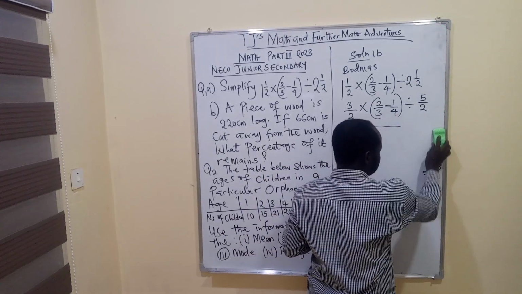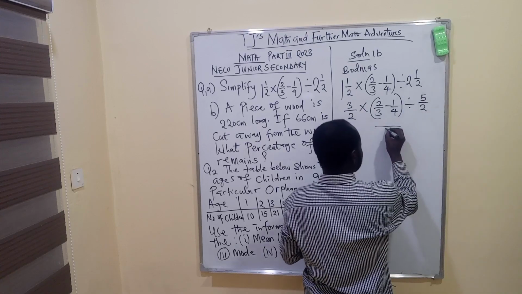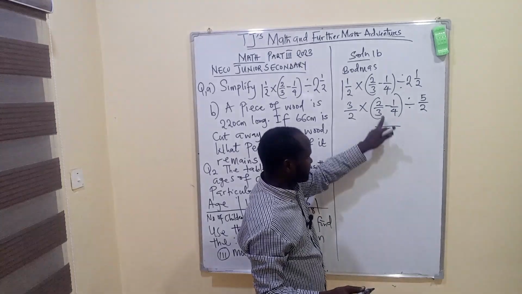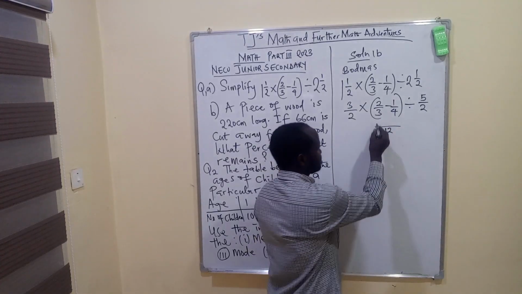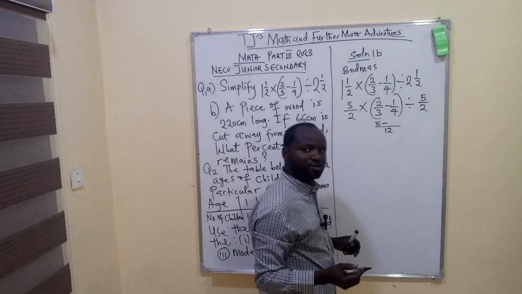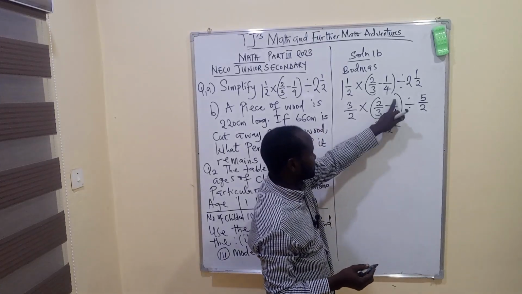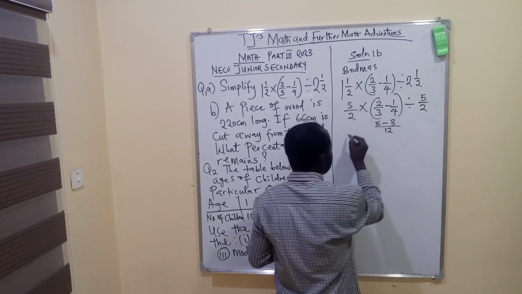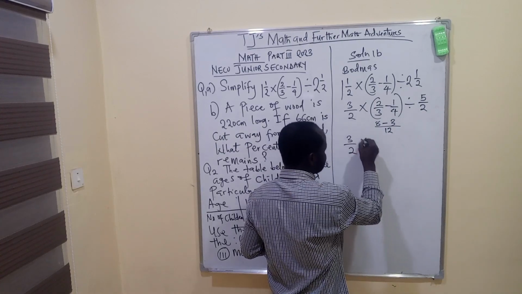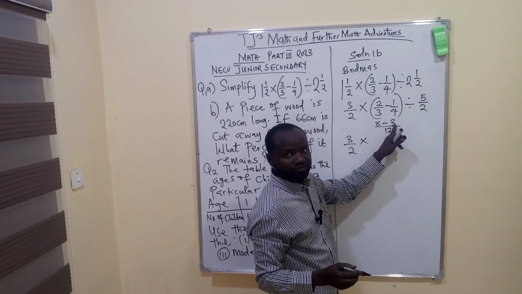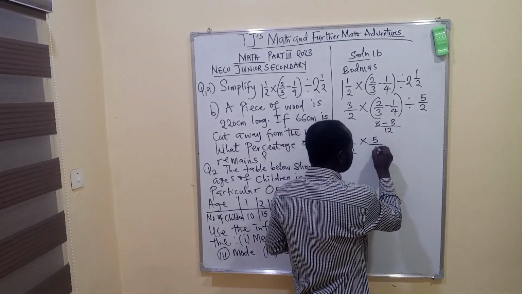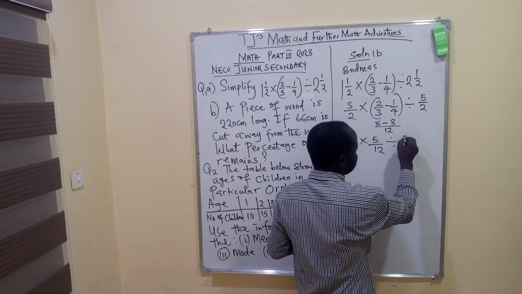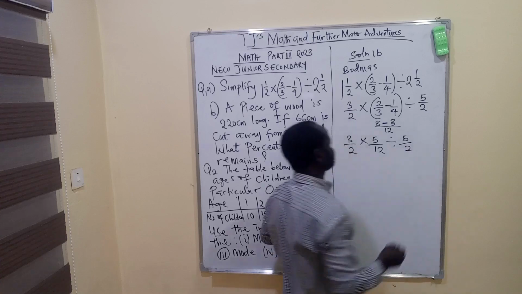So the LCM is 12 now. Let's put down the LCM here, 12. We now say 3 into 12: 12 divided by 3 is 4. 4 times 2, 8. We write down the 8 here, minus. We now say 4 into 12 is 3. 3 times 1, 3. So let's bring this down. We have 3 over 2 times 5 over 12, divided by 5 over 2.